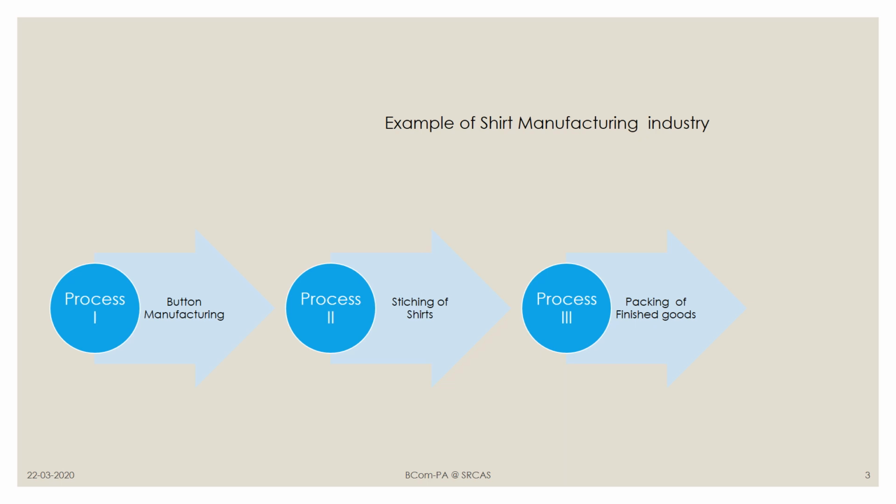And the output of the first process will be shifted to the second process. In the second process, they will be stitching the shirt. And the output of the second process is a stitched shirt. This will be transferred to process 3, where they will do the packing. Finally, they will deliver the finished goods. So the cost of process 1 will be shifted to process 2 with the output. The cost of process 1 and process 2 will be shifted with the output to process 3. So the total cost will be the cost of finished goods.